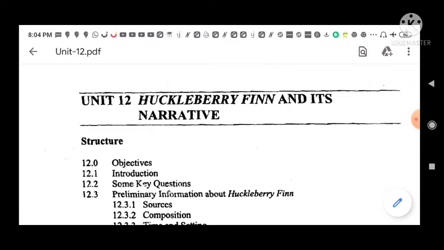So today we will start Unit 12 of MHS6 American Literature, Huckleberry Finn and its narrative. In my previous video, in Unit 11, I have already discussed Huckleberry Finn and Mark Twain's life, and the Huckleberry Finn writings timing. Today I will describe Huckleberry Finn and its narrative.